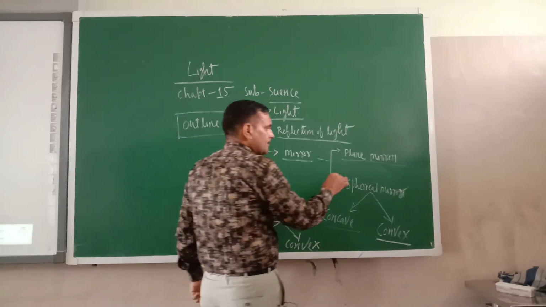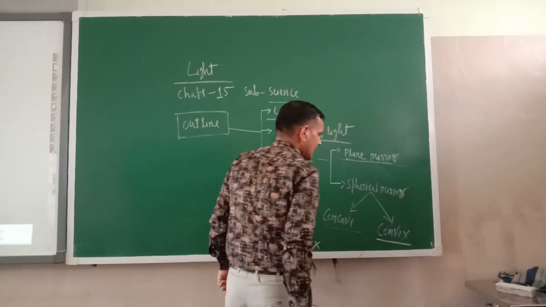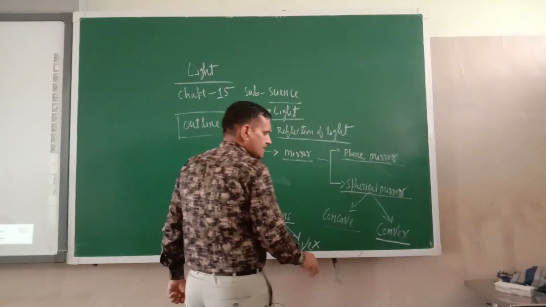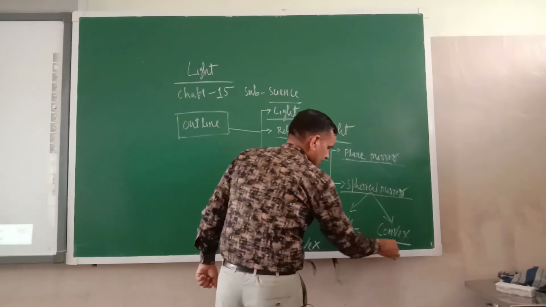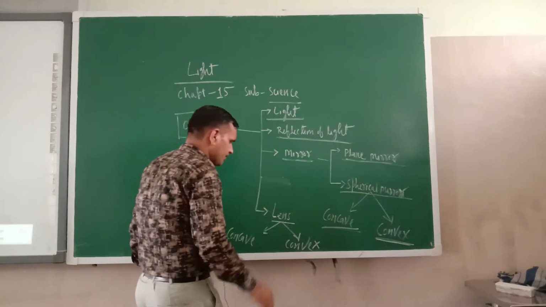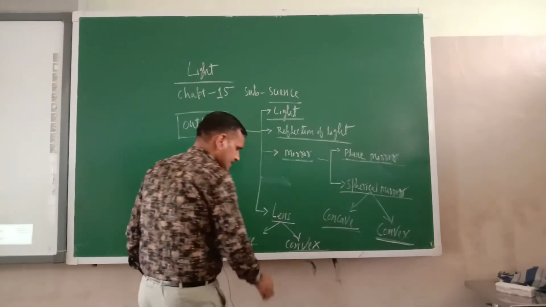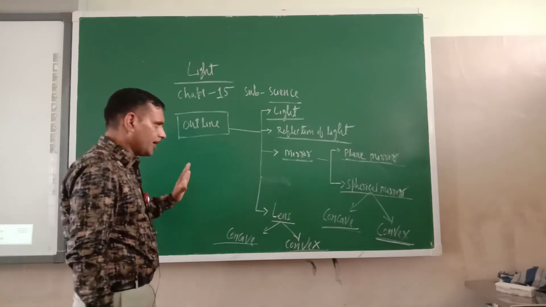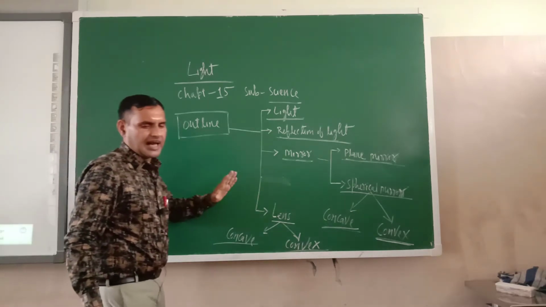Mirrors are two types. The first one is the plane mirror. The second one is the spherical mirror. Spherical mirrors are two types, first concave, another convex. Now lenses are two types, concave and convex. Lenses are also reflecting surfaces only. So try to understand here. We'll begin with the light chapter.